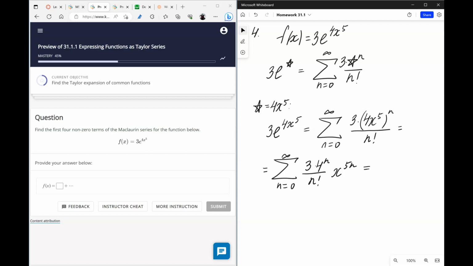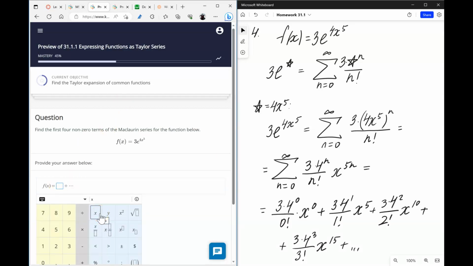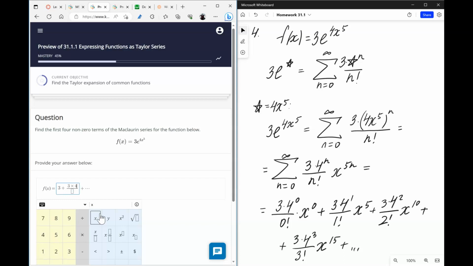So the first term of this series is 3 times 4 to the power 0 over 0 factorial times x to the 0, plus 3 times 4 to the power 1 over 1 factorial x to the power 5, 3 times 4 to the power 2 over 2 factorial x to the power 10, and the fourth non-zero term will be 3 times 4 to the power 3 over 3 factorial x to the power 15, etc. So the answer is 3 plus 3 times 4 over 1 x to the power 5.